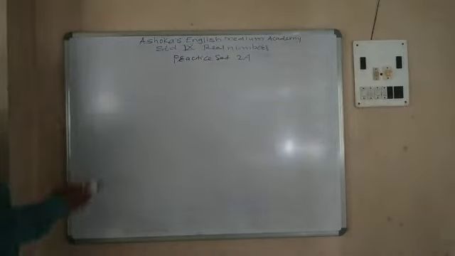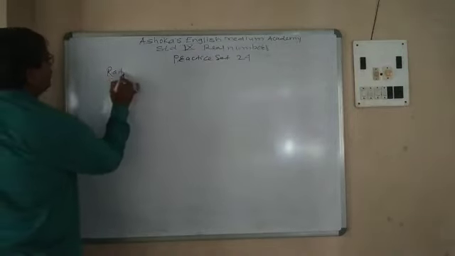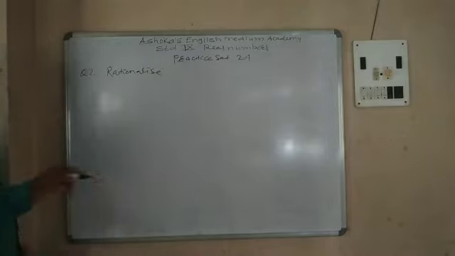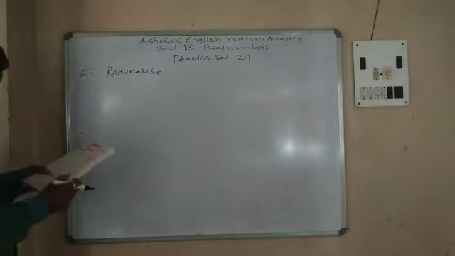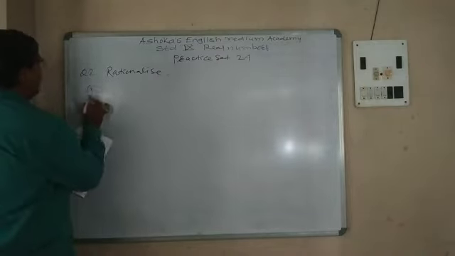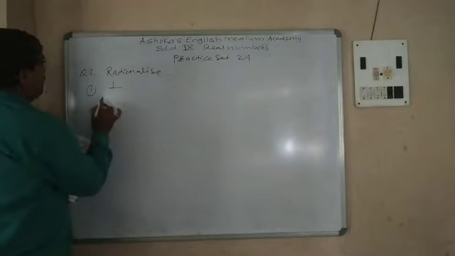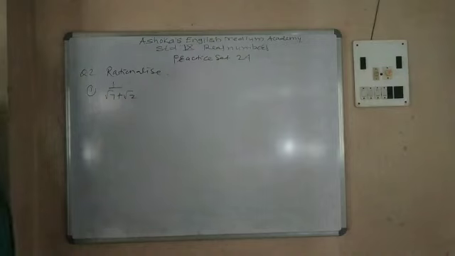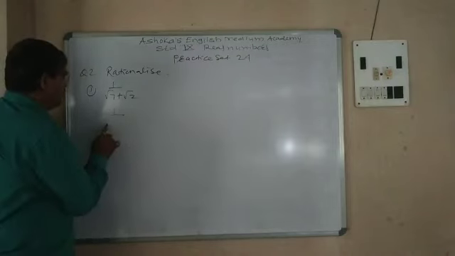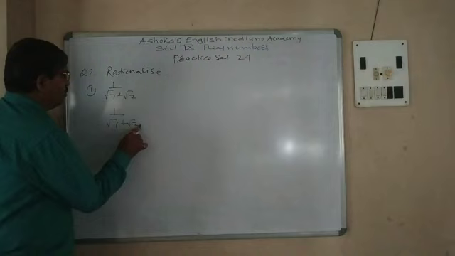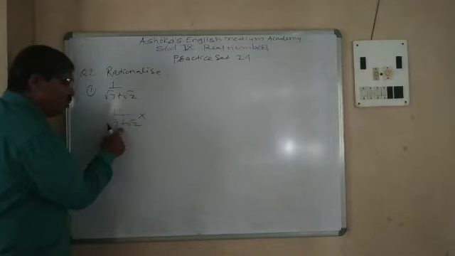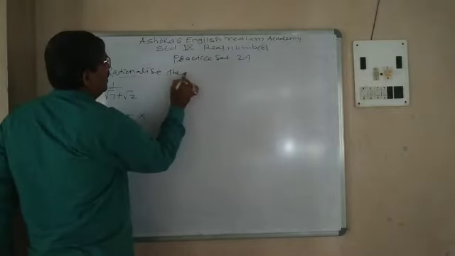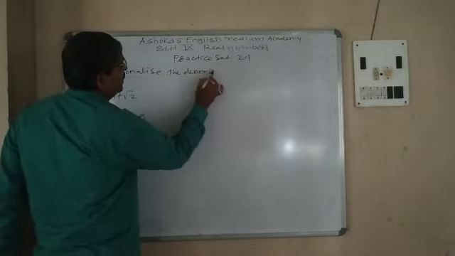Rationalize the denominator. We have studied this rationalization in the previous exercise 2.3. In a similar way, here also, taking the first question, 1 upon root 7 plus root 2 is given. Now what should we do? 1 upon root 7 plus root 2. We should take the conjugate of this denominator to rationalize the denominator.